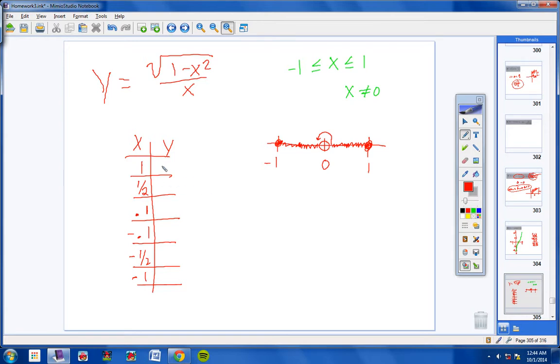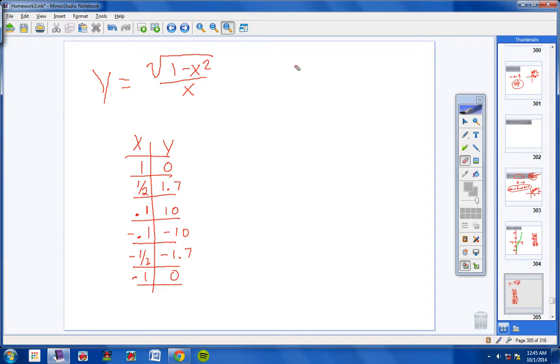And if you put 1 in correctly, you will get out 0. If you put 1/2 in correctly, you will get out 1.7. If you put 0.1 in correctly, you will get out 10. I think 0.1 was 9.9. I just put 10. Negative 0.1 was like negative 9.9, so negative 10. Negative 1/2 was negative 1.7. And negative 1 gave you out a 0. So with that in mind, we're really ready to graph this thing.